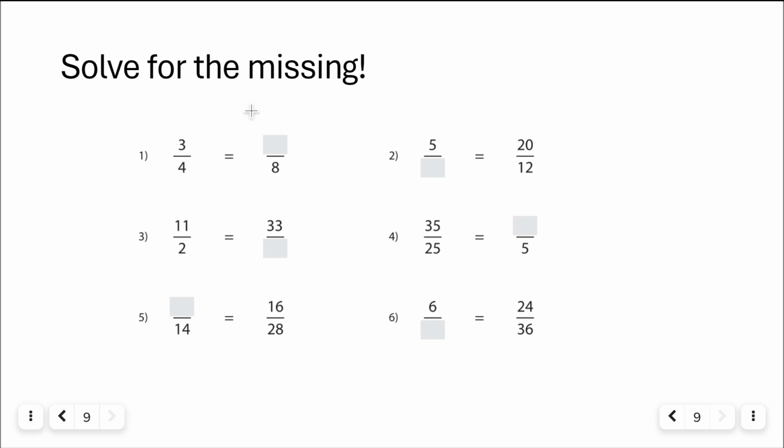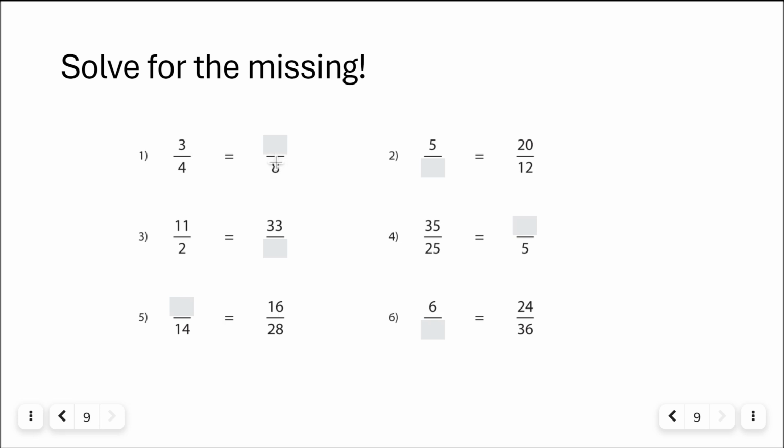Okay, and then finally, we're going to solve for the missing number. There's a few ways that you can do this. You can multiply, make an equivalent fraction. You can cross multiply and solve. I'm going to show you a couple of them, okay? So 3 of them I'm going to do one way. The other 3 I'll do another way. So the first way I'm going to do it is by cross multiplying and solving.